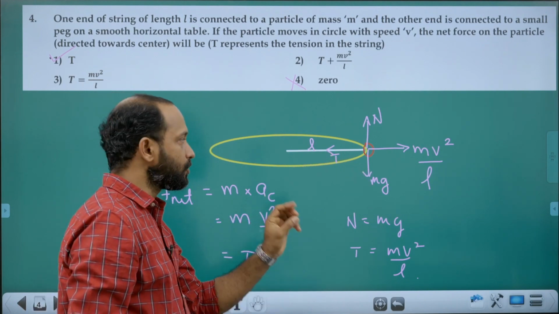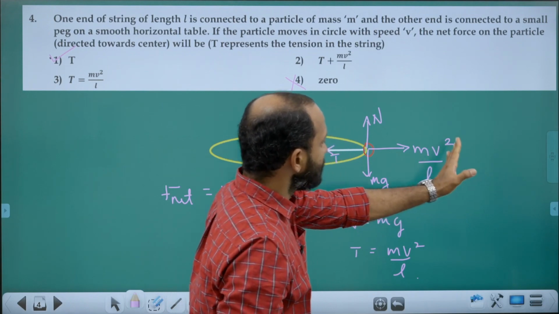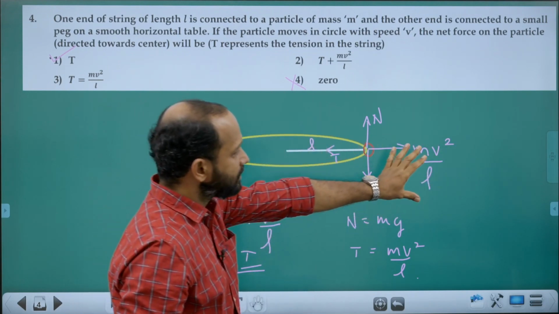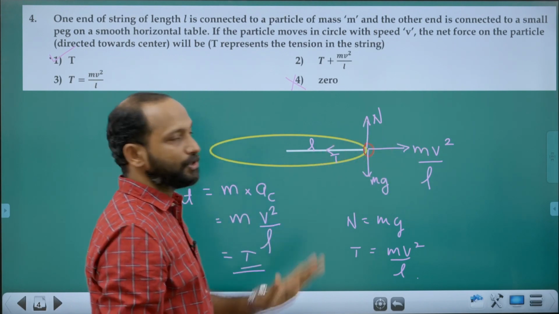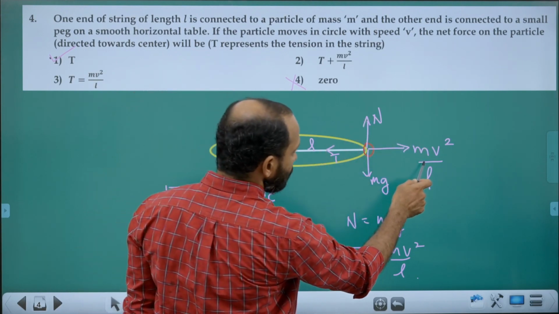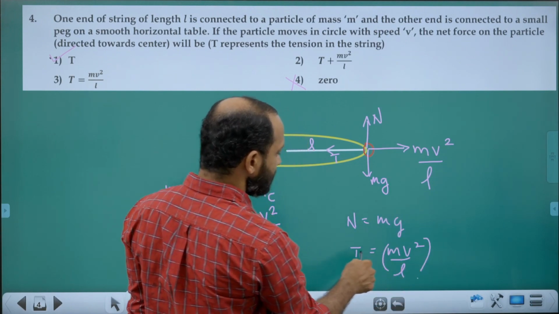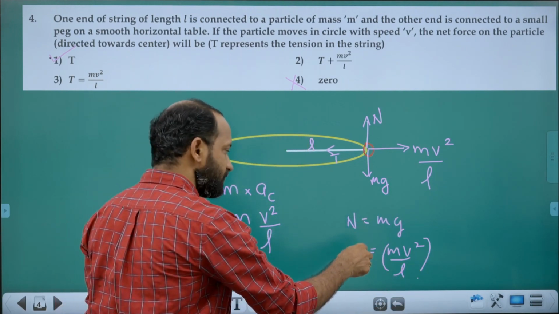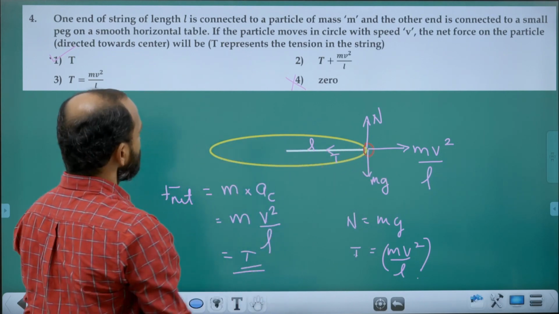Centripetal force is also the tension. What is the centrifugal force? mv square by L. You just find what you are getting for mv square by L. Here when we calculated, we substituted, we got mv square by L to be tension. So centripetal force is tension, net force is tension, which is directed towards the center.